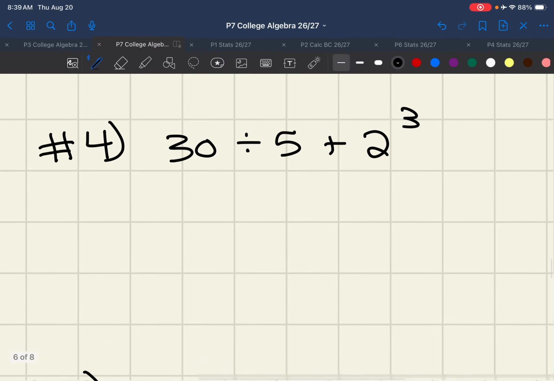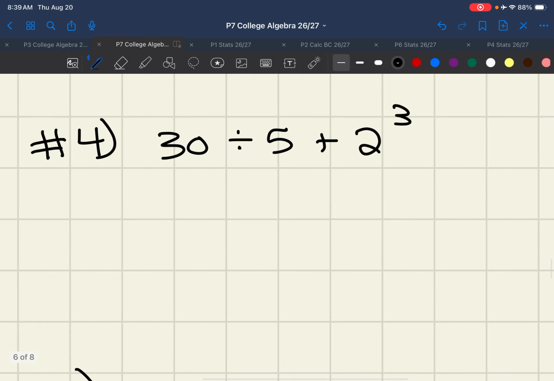Okay, next example, number 4. We have 30 divided by 5 plus 2 cubed. So again, we have 2 cubed, our exponent, first. We already did 2 cubed in the previous problem, and we know that that is the same as saying 2 times 2 times 2, which is 8.